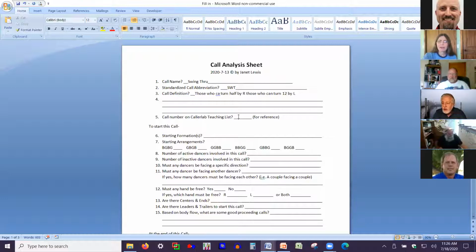Some calls, I forgot what Clark called it last week, but there are calls that are normally done from waves, that you automatically step to a wave if you're starting in facing couples, like swing through, and some you can't. I'm wondering if your sheet has a place to tell that, or if you want to put it in the call definition, that it can also start from facing couples kind of thing.